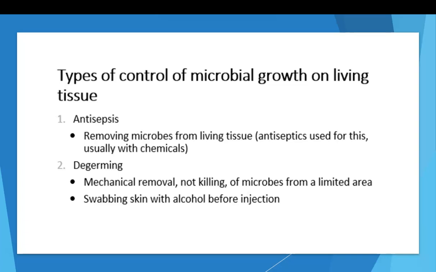And then we have degerming. This means scrubbing and removing the microorganism physically, and it's not about killing. It means you are decreasing the number of pathogenic microorganisms. For example, before doing an injection, we rub some alcohol on that area of the skin to make sure we decrease the number of pathogens so they are not going to enter the body through the injection. So these are on living tissues.